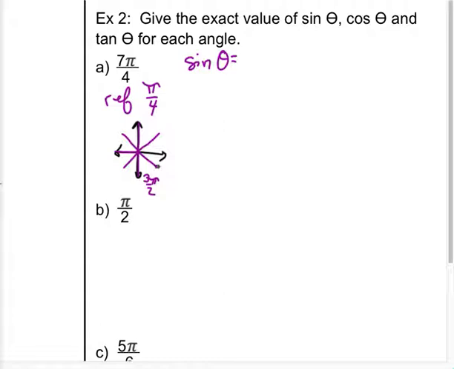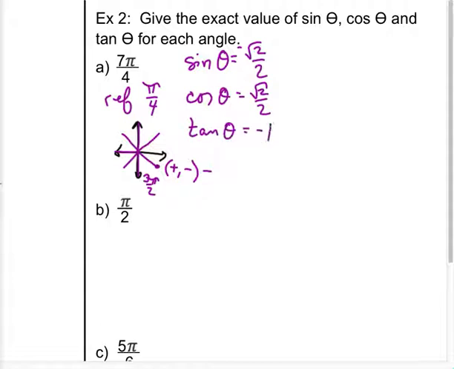So we are in the fourth quadrant, so our x value is positive, or our cosine is positive, the y value is negative, so the ratio of the two, our tangent, will be negative as well. So sine theta would be square root of 2 over 2, but our y value is negative. Cosine theta would be the same thing, x value is positive. And tangent theta, the ratio of the two is 1, but it's in the fourth quadrant, so it's negative.